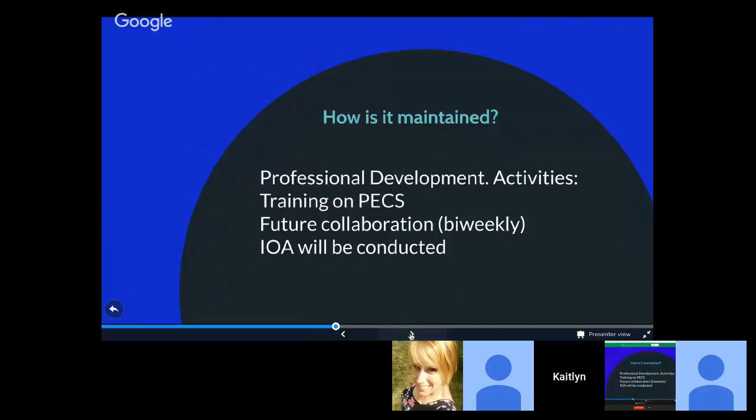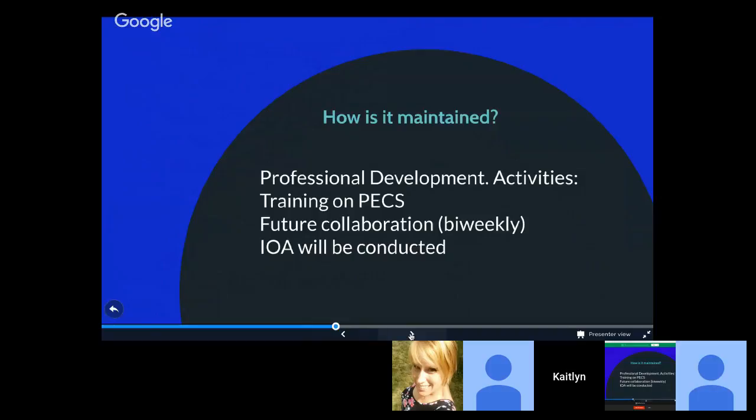training. The trainings could be included, but not limited to, teaching the guidelines of PECs, the foundation, explaining the success of PECs, as well as how to implement it. Materials that are covered are going to be data collection, the basic foundational knowledge, again, prompting, and error correction procedures.